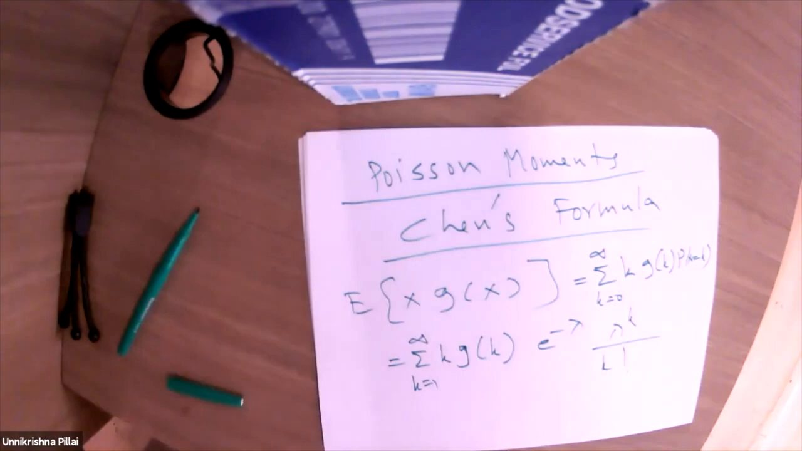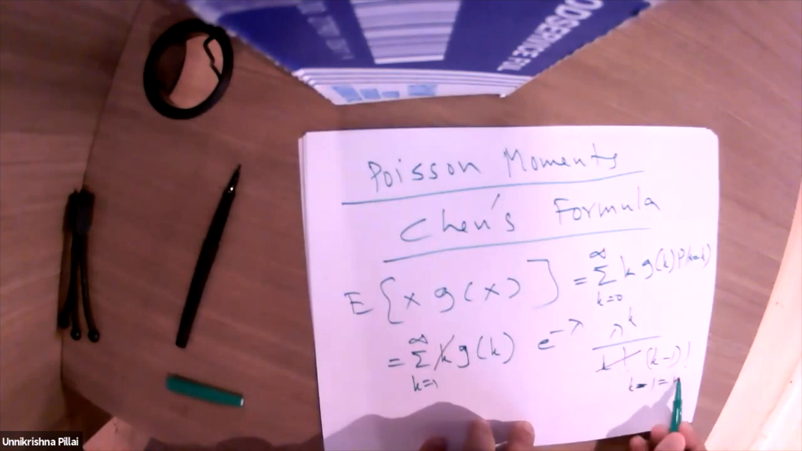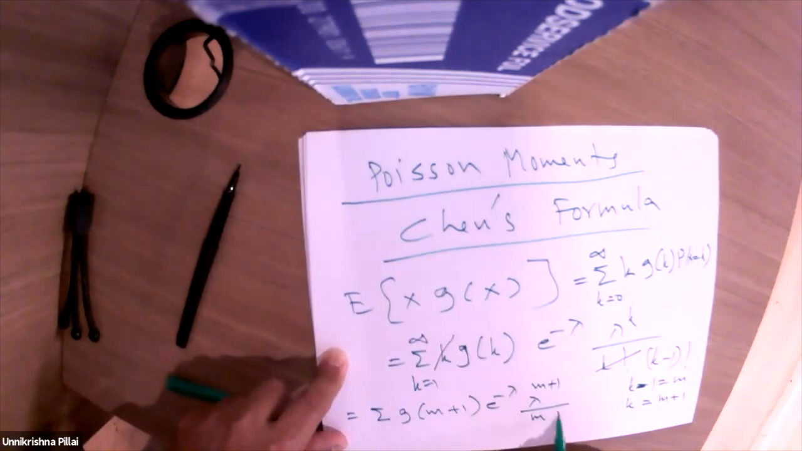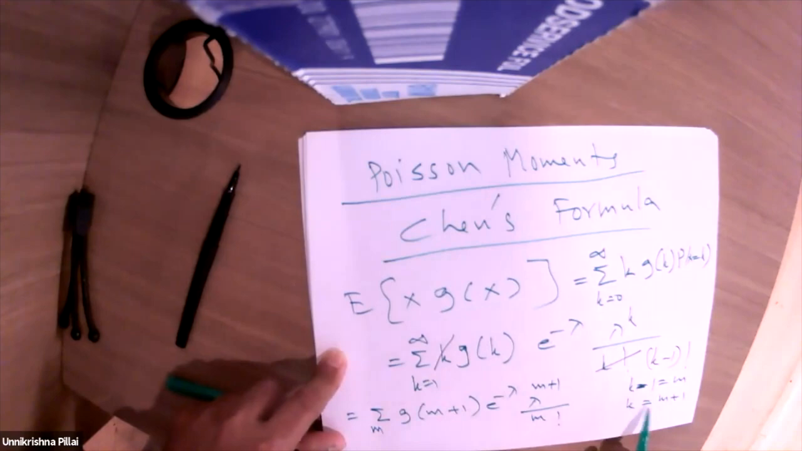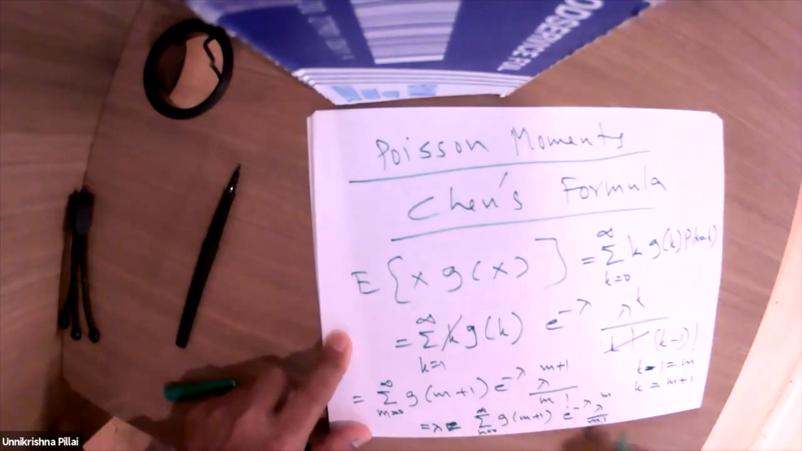Now I can cancel this k, and this becomes k minus 1 factorial. I'm going to call k minus 1 to be m, so that wherever I see k, I substitute m plus 1. When k is 1, m is 0, so m goes from 0 through infinity. I pull a lambda outside. The rest is the summation of g(m plus 1) times e raised to minus lambda, lambda to the power m over m factorial. But this whole thing is the expected value of g(m plus 1). So this is lambda multiplied by the expected value of g(x plus 1). This is Chen's formula.